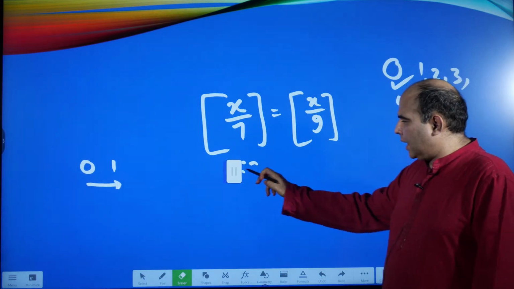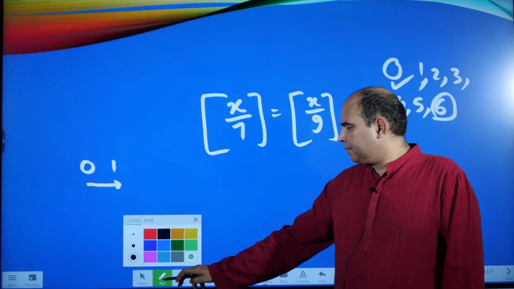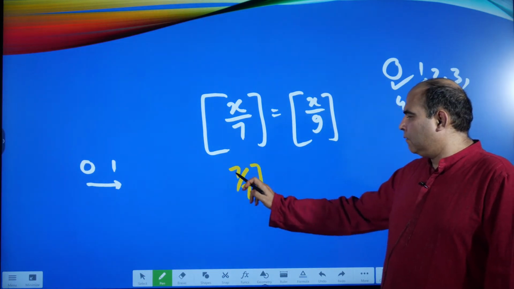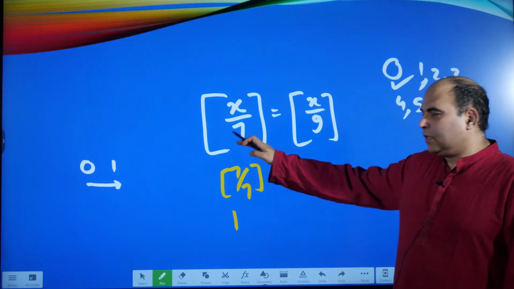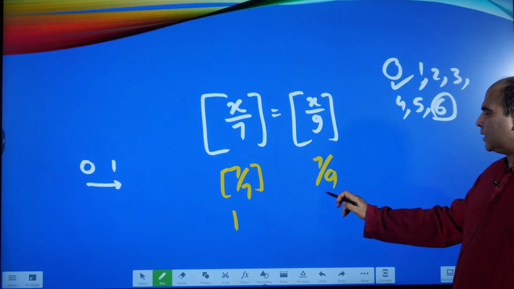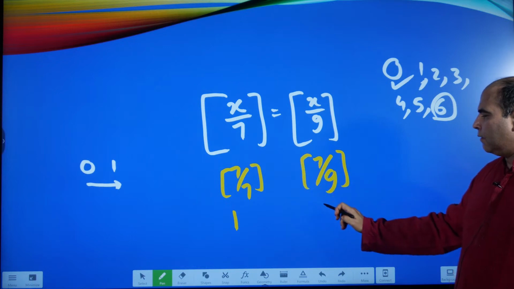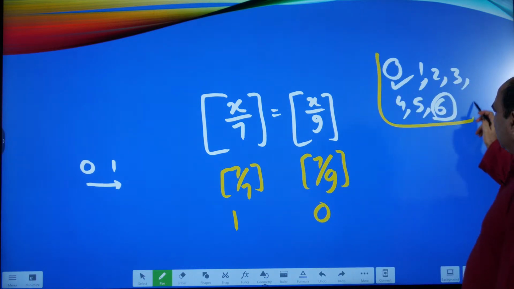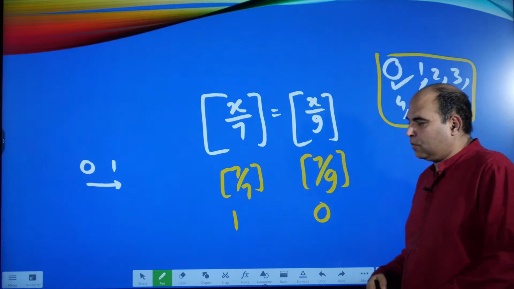At x as 7, this becomes 7 by 7, which is 1. So the GIF value of this side becomes 1, but at 7, the GIF value of this side still remains 0. 7 by 9 remains 0. So while they are equal at 0 to 6, on 7 you can see that they are not equal.